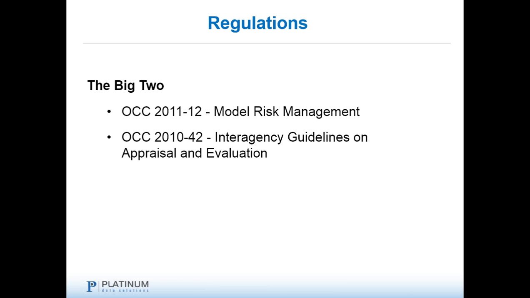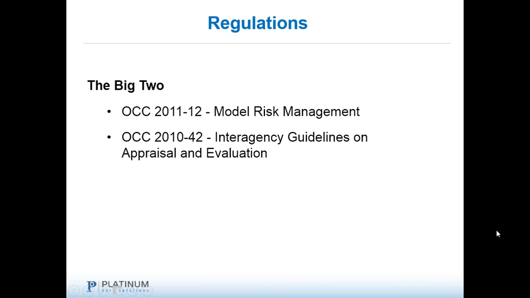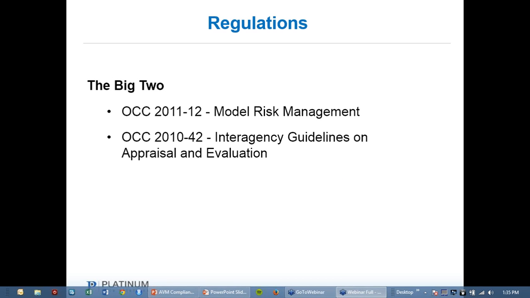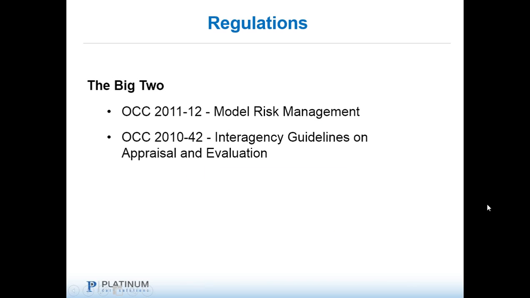More specifically is OCC 2010-42, the Interagency Guidelines on Appraisal and Evaluation. And what we're looking at here is specifically Appendix B, which really gives us the specifics around AVM testing, AVM implementation, monitoring, and things of that nature. Now, the nice thing is that Appendix B of the Interagency Guidelines is only 2 pages long. So we're not talking about an overwhelming amount of information that we have to absorb and understand.